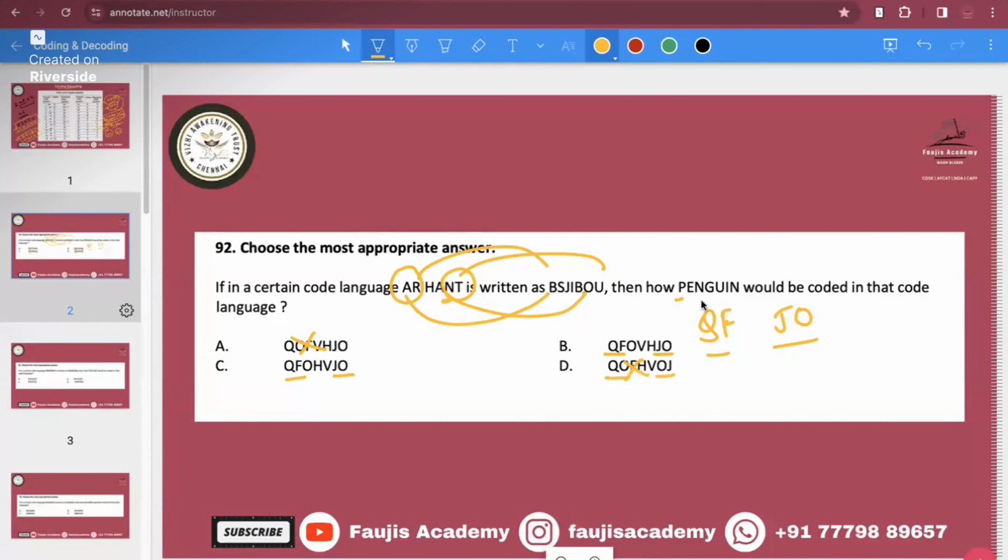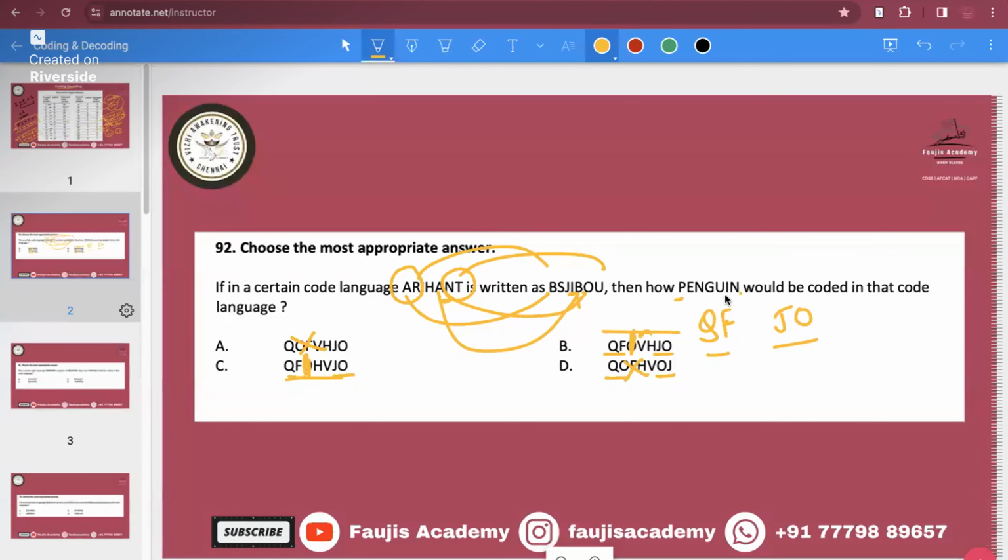Okay. Now let's check for something else. Like, okay, A also turns to B. Now, what is the difference between this one and this one? There is no point in looking for this one because over here is also O, over here is also that one. Okay. These two seem to have interchanged.